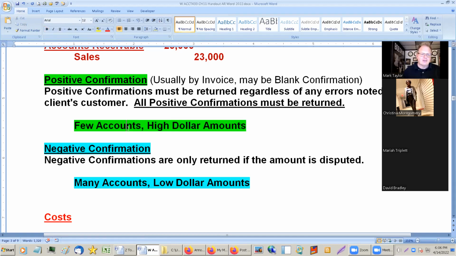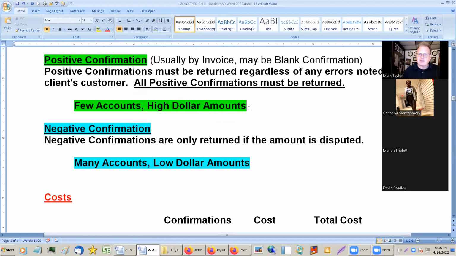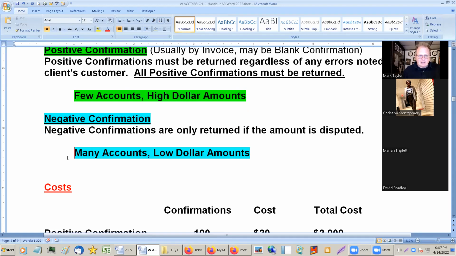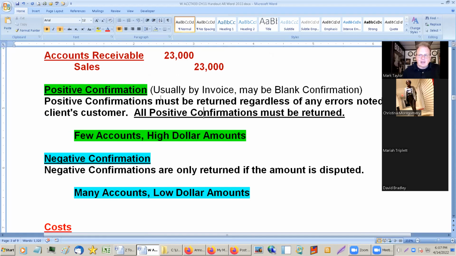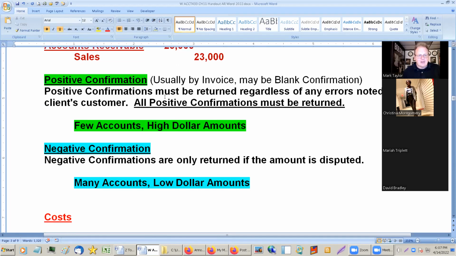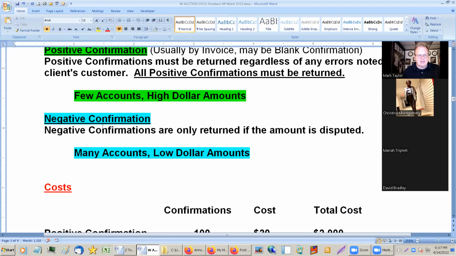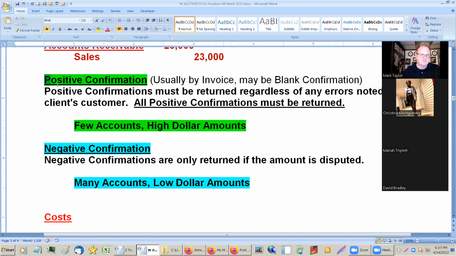And generally you use it if there's fewer accounts and high dollar amounts, especially if any of those larger accounts are material. If an account is material in and of itself, a positive confirmation. Negative confirmations are for many low dollar amounts. And by the way, you can mix and match these when you're doing an audit. You don't have to stick with just one. You can, but you don't have to. So if you have a few really large accounts and a whole bunch of little accounts, you can mix these up.